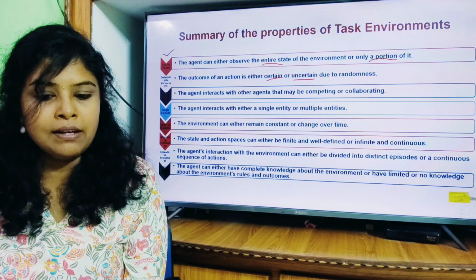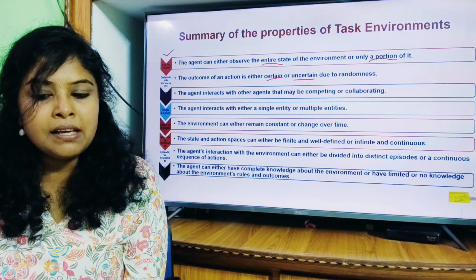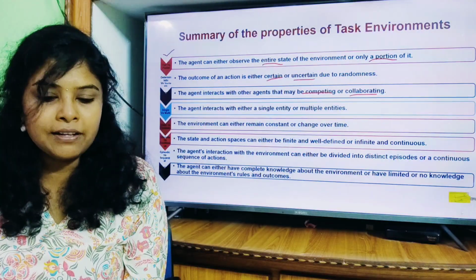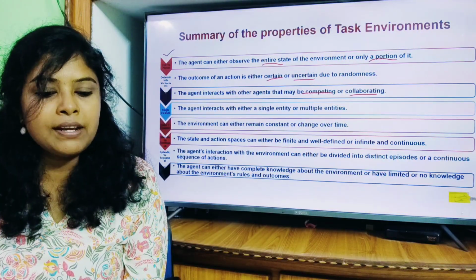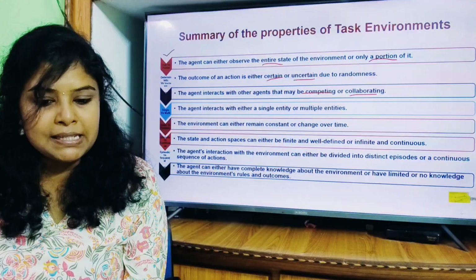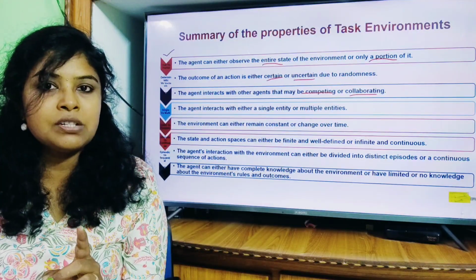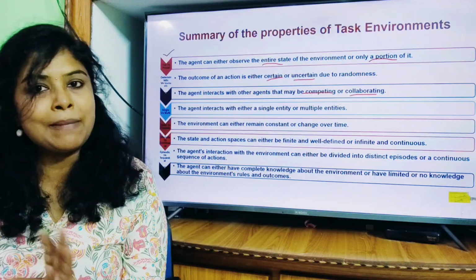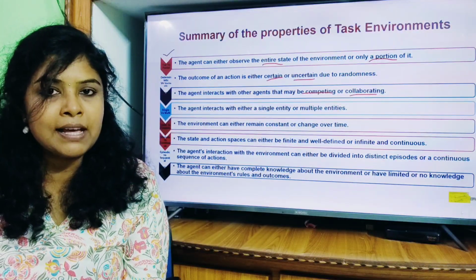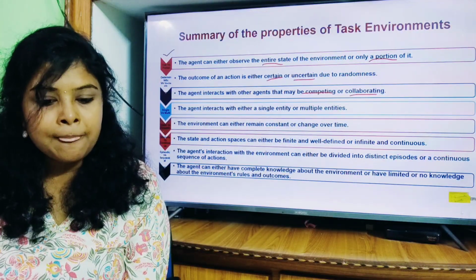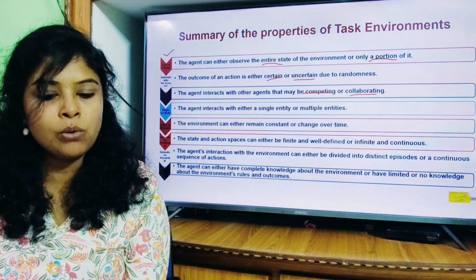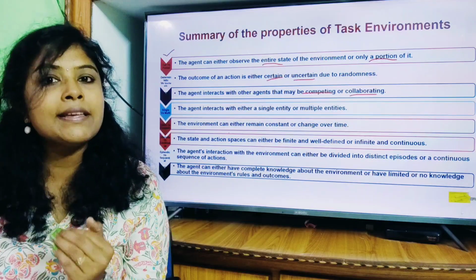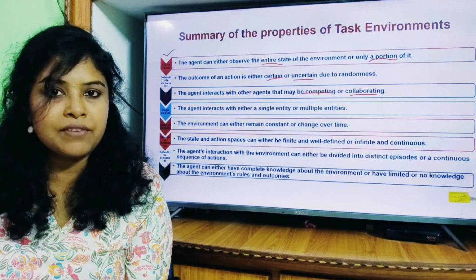Coming to the next one, the agent will either be competing or collaborating, that is cooperative or competitive kind of environment. Coming to the next one, single versus multiple. So there only a single agent will act or the multi-agent kind of scenario is there. Based on that, we can classify the environment as single versus multi. Coming to static versus dynamic, where the environment is going to be fixed like a crossword puzzle, or is it going to be changing like a car driving?